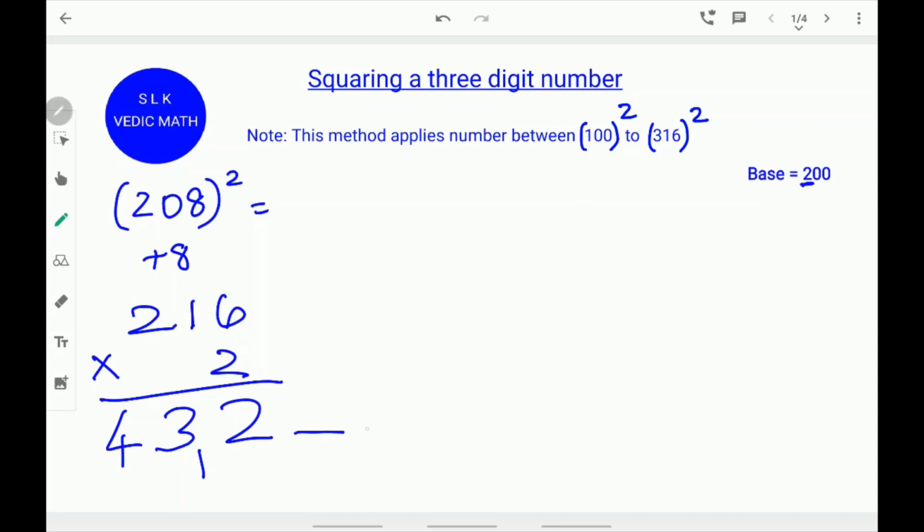2 more digits to go, because when you square a number between 100 square to 316 square, the answer is always a 5-digit number. Okay, so square the difference 8. 8 square is 64. So write down 64. So 208 square is 4, 3, 2, 6, 4.